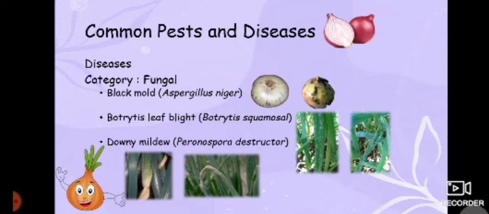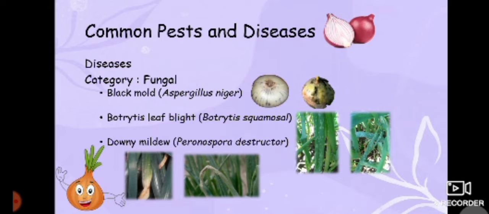Next is the Botrytis leaf blight or Botrytis squamosa. The symptoms of these are small white lesions with light green halos which may expand slightly as they age. In prolonged periods of moisture, the fungus may develop rapidly and cause leaf blighting.